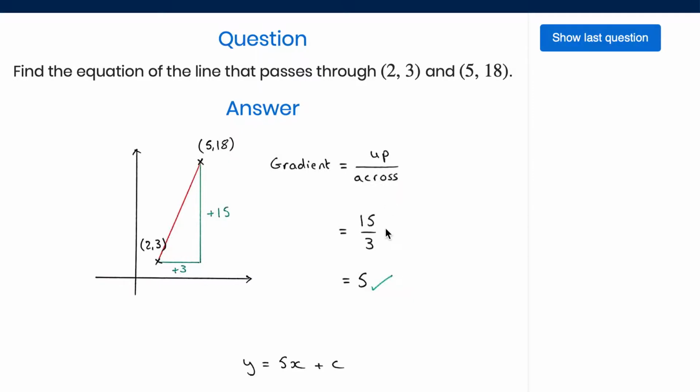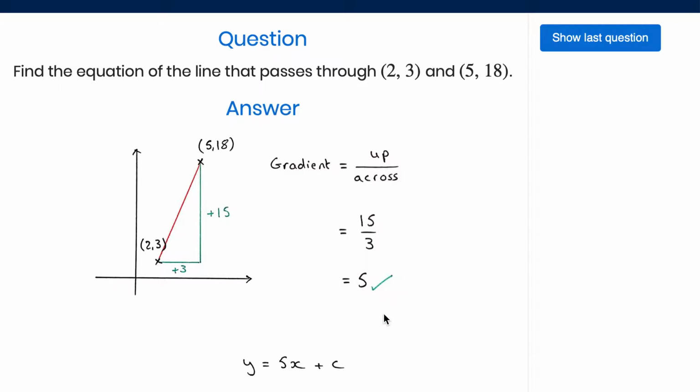And the up part of the formula is 15 because you have to go up by 15 to go from 3 to 18. This is the change in the y coordinates or the height of the triangle. And the across part of the formula is 3 because you have to go across by 3 to get from 2 to 5. This is the change in the x coordinates or the base of the triangle. Now, using our gradient formula, we get gradient equals up over across equals 15 over 3, which comes to 5, and that is our value of m.